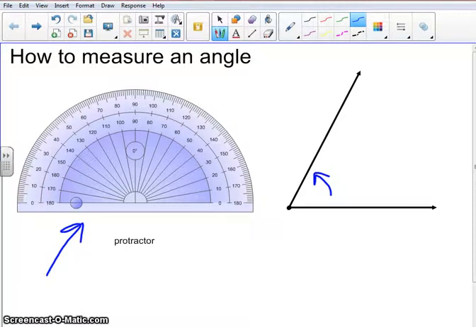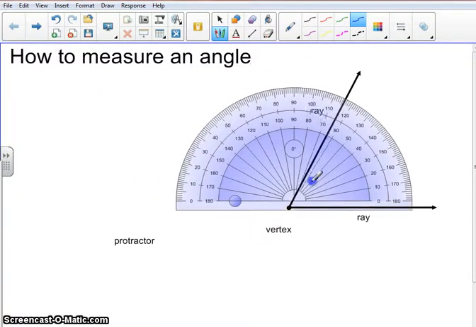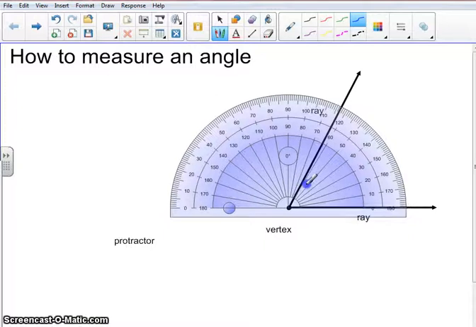Before we measure the angle, we need to know a few vocabulary words in regards to the angle. An angle is made up of two rays, and the rays come together at a point which is the vertex. When using the protractor to measure an angle, you need to line up the center of the protractor with the vertex. So this bottom part of the protractor must be touching the vertex.